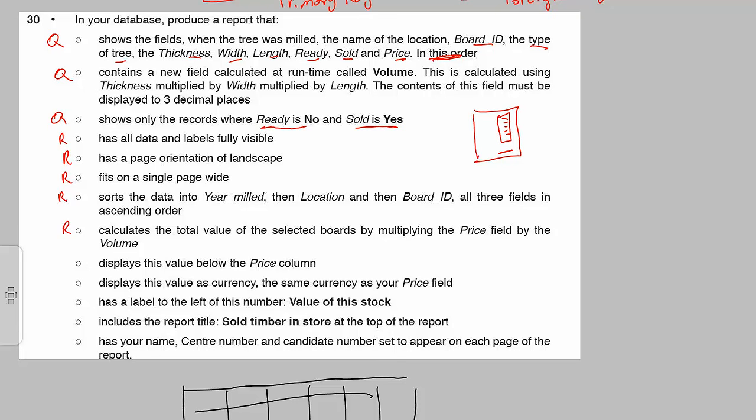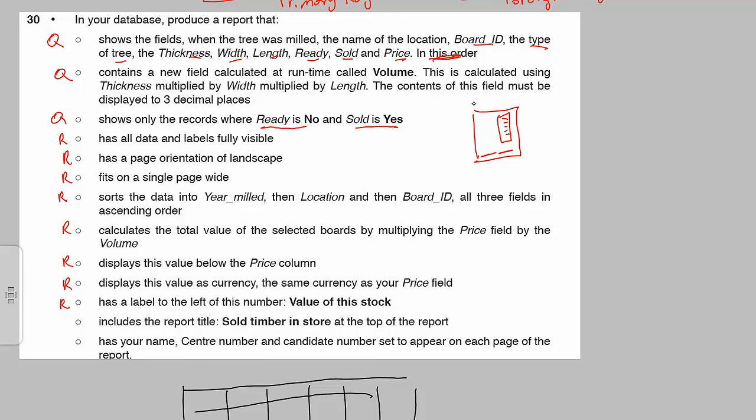Displays this value below the price column. So this here is probably the price column. Okay, so that's going to be part of the report. Displays this value as currency. Again, because we create this totals here in the report, that's going to be part of the report. Has a label to the left. That means we're going to write a little description here saying what this number is. So again, part of the report.